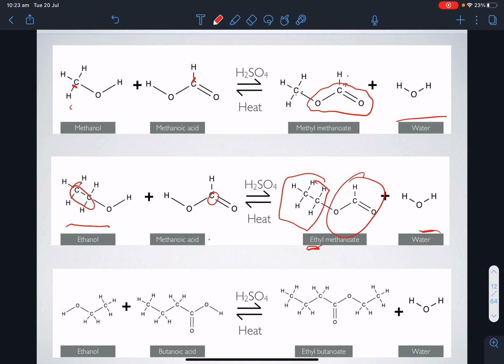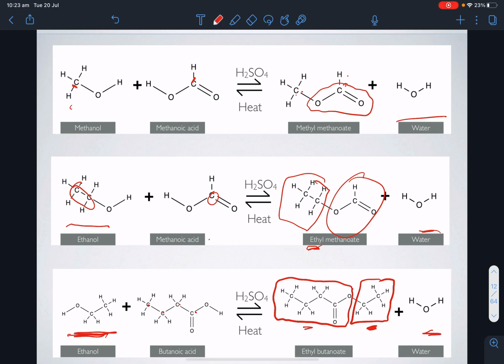Okay. Ethanol again in this third example. But now I've changed the carboxylic acid to butanoic acid. 1, 2, 3, 4. Okay. So now we're forming ethyl butanoate. Okay. So what originated from the carboxylic acid is there, and what originated from the alcohol is there. So it's ethyl. The yl part of the first bit of the name comes from the alcohol, and the butanoate, or the oate, comes from the carboxylic acid.